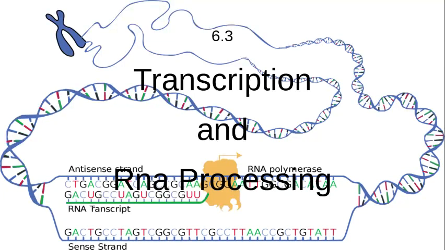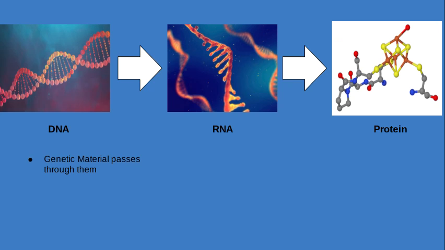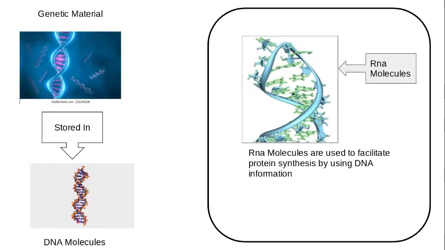Up first is transcription and RNA processing, which is 6.3. As you can see, there are three images, with the first one being DNA, the second one being RNA, and the last one protein. Genetic material all passes through these. Genetic material is stored in DNA molecules.